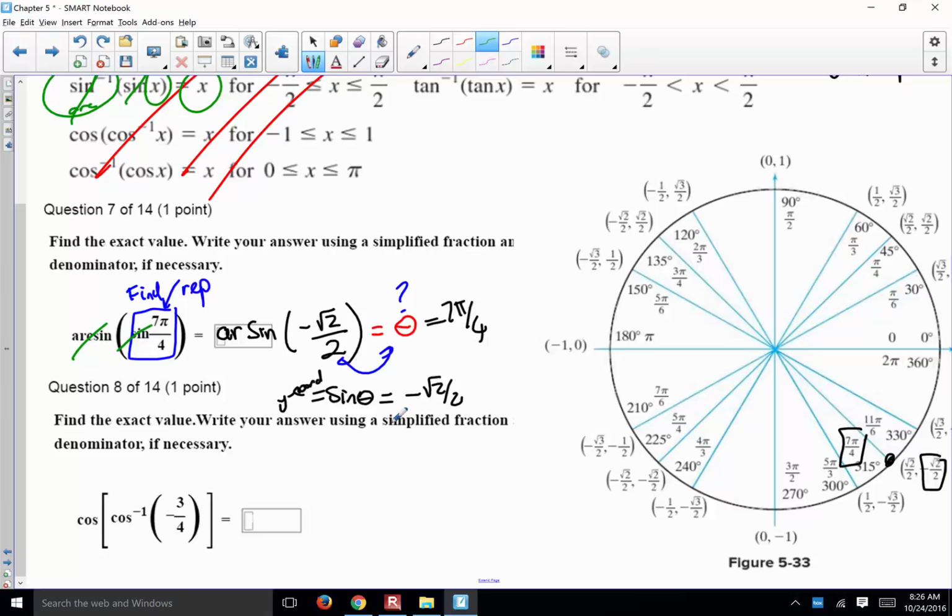No, it's not over 1. What do you mean by over 1? This is not over 1. Minus root 2 over 2 is a value between minus 1 and 1. That's not it. What are we forgetting? The result of arcsine is limited to what? Yeah, minus pi over 2 to pi over 2.